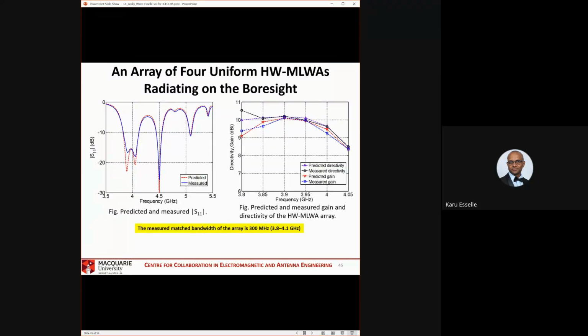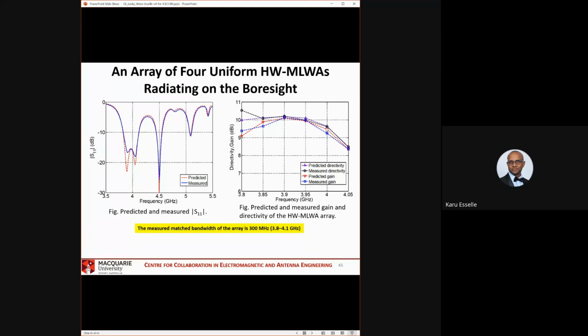That's our prototype. This is the input reflection. It works very well, matching here from 3.8 to 4.1 gigahertz and some other high frequencies. So 3.8 to 4.1, that range. When you get to 4.1, the directivity drops, but from 3.8 to 4.05, you get reasonable measured gain and measured directivity.